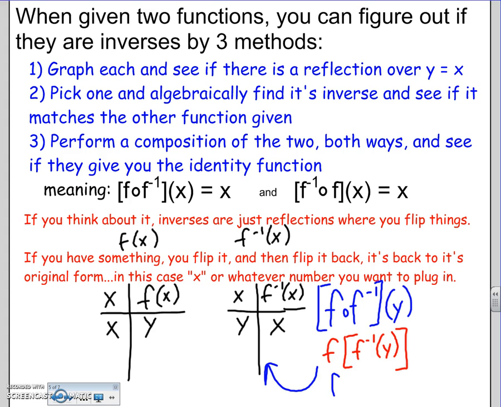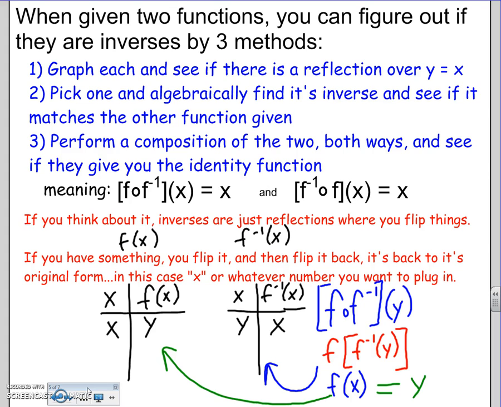So this turns into f of x. So now I have to go to equation f, plug in x right over here, and see that it turns into just y. See how I plugged in y, f negative 1 of y, I got y back. This works for numbers as well, any letter, but you should get the original thing back. Again, you're flipping something and flipping it back.